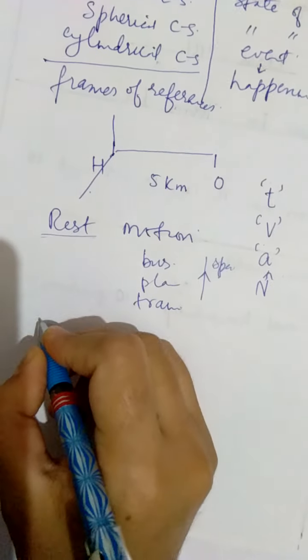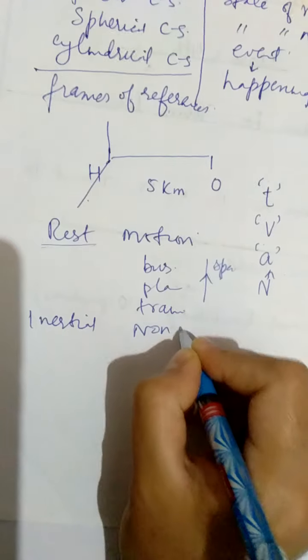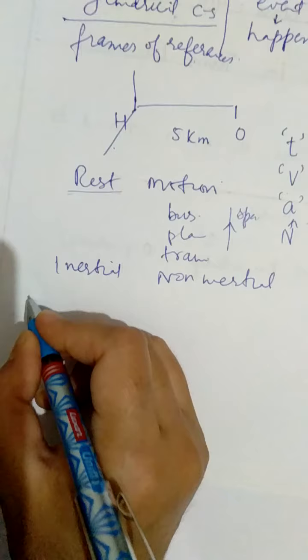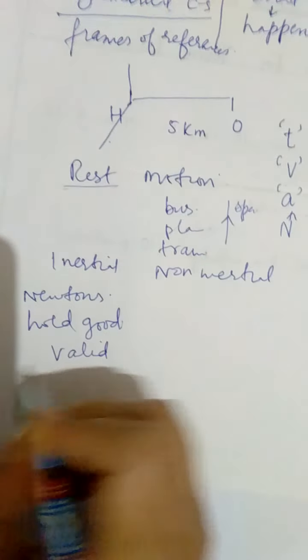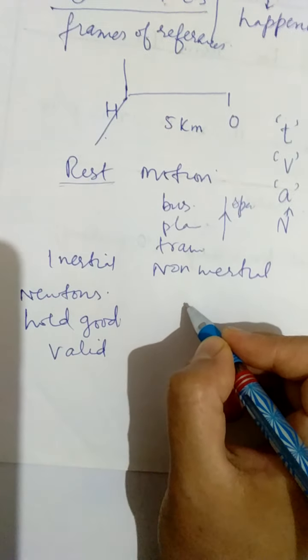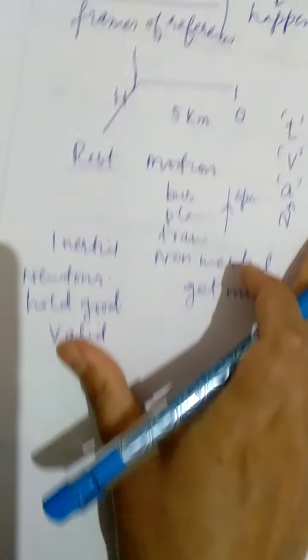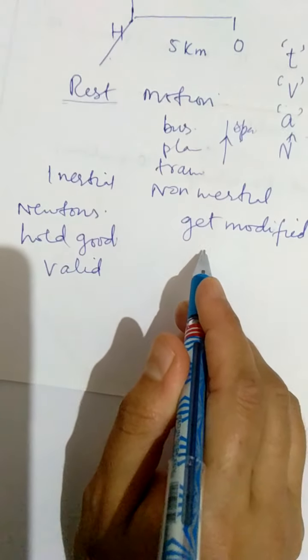Now we classify these frames of reference broadly into two categories: one is inertial and the other is non-inertial. Remember, the frames of reference in which Newton's laws of motion hold good, that is, are valid, are called inertial frames of reference. And the frames of reference in which Newton's laws of motion get modified are called non-inertial frames of reference. So Newton's laws hold good here, they are valid here. Here, they become slightly modified.